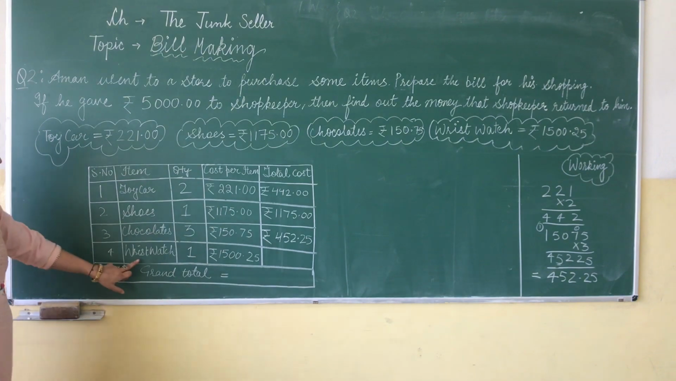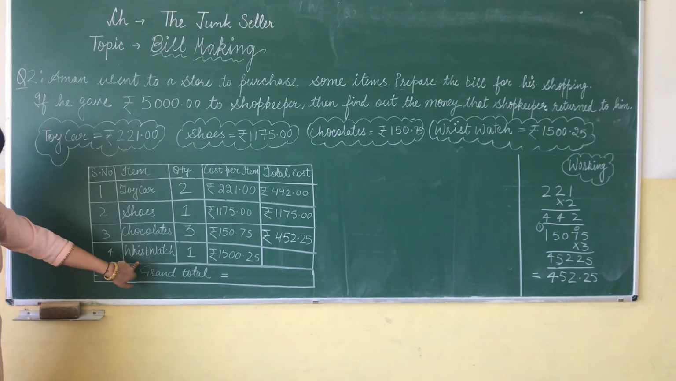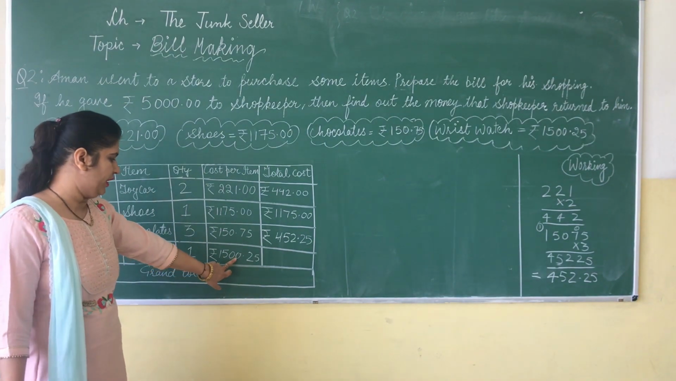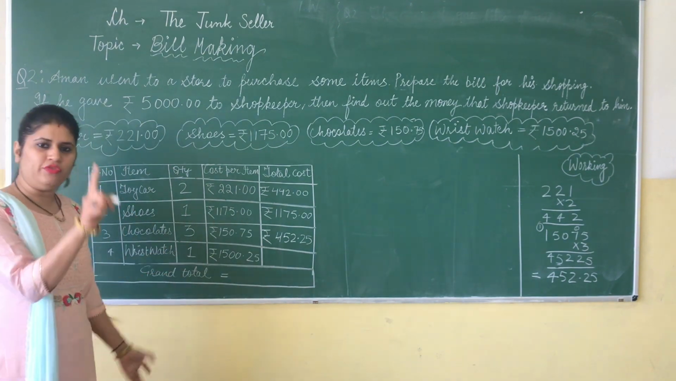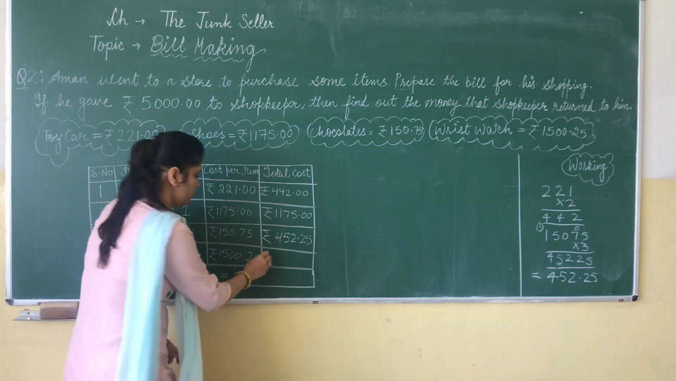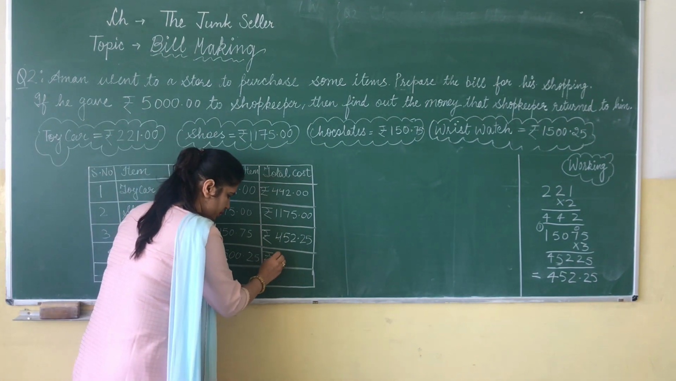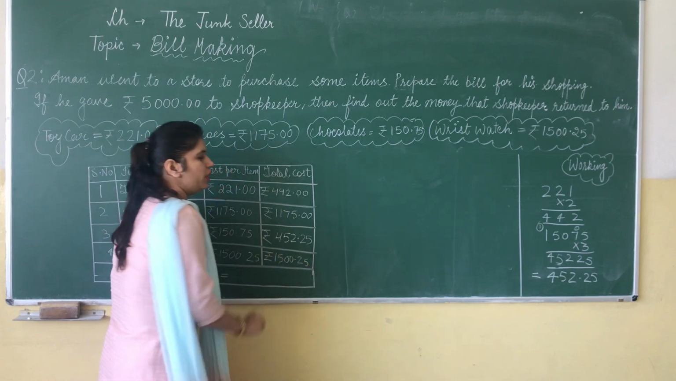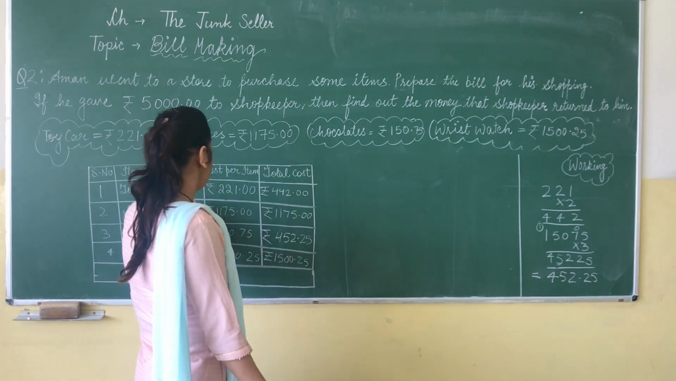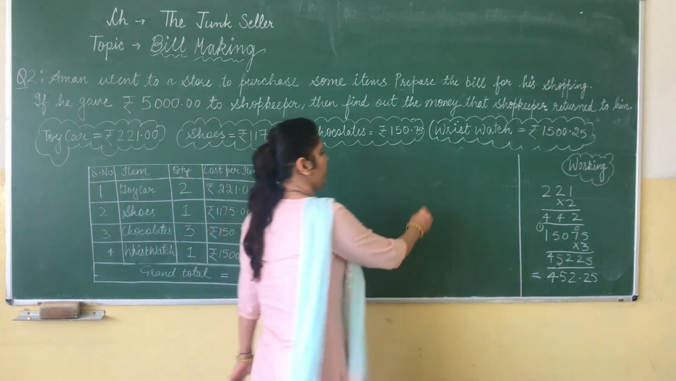Okay. Now the fourth item is wristwatch. The cost of the wristwatch is 1525 rupees. It will remain the same because only one wristwatch he has purchased. Now we will do the grand total, the total amount he has purchased.